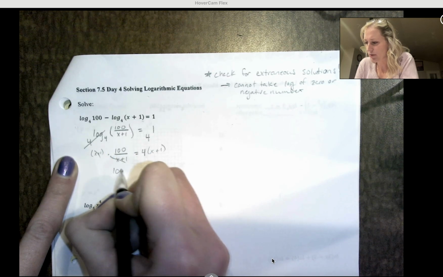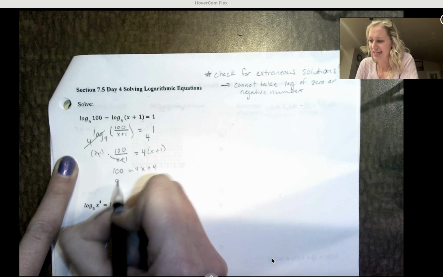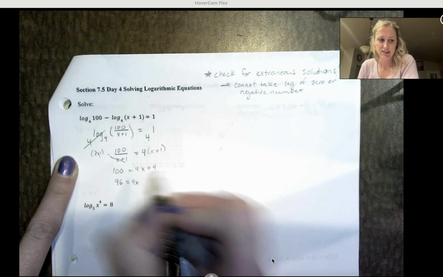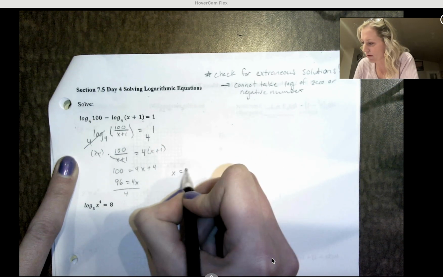And I have 100 equals 4x plus 4. I'm going to subtract 4. We get 96 equals 4x. Divide by 4. And we get x equals 24.